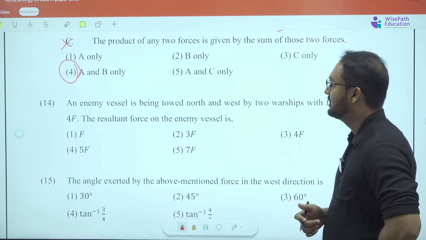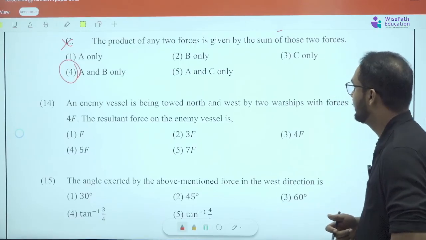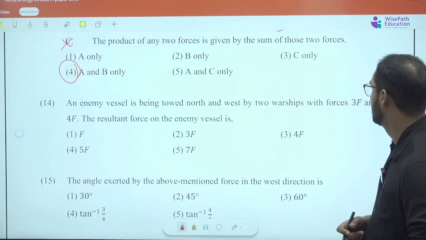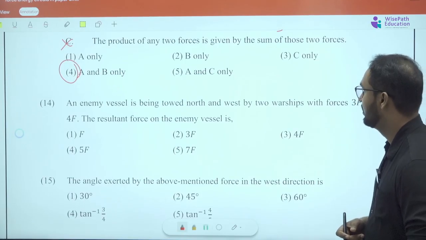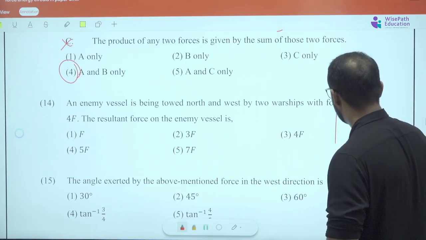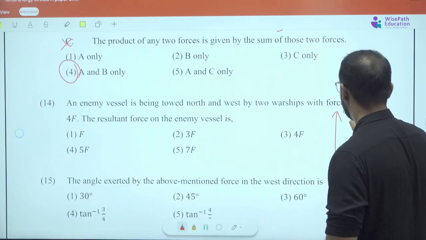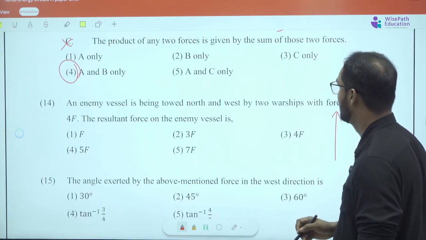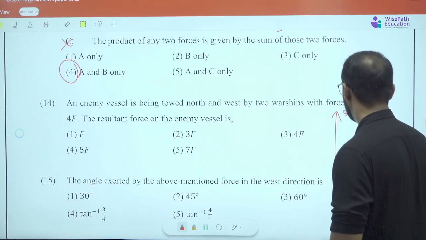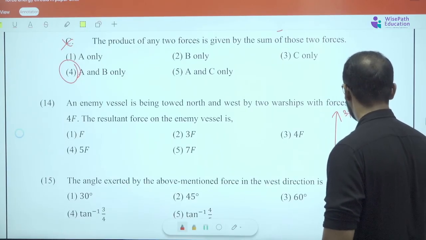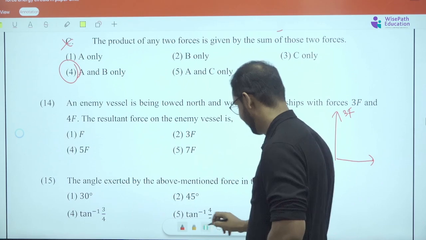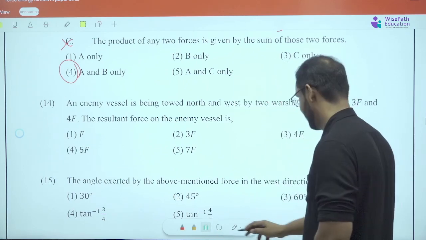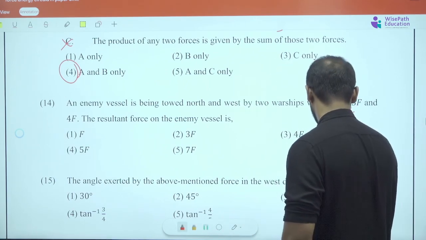An enemy vessel is being towed north and west by two warships with forces of 3F and 4F. Where's north? This is north. That is 3F. And where? West. West is here, right? The other side, yeah. Okay. West is here.